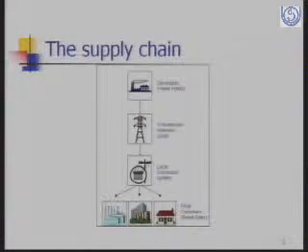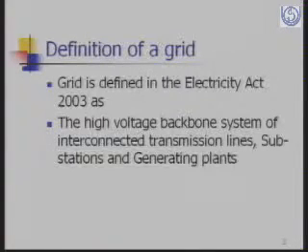So as we know, the supply chain consists of the generation, the transmission and the local distribution system. Grid management generally refers to the transmission portion of the chain, that is between the generation and the distribution. Grid is defined in the Electricity Act 2003 as the high voltage backbone system of interconnected transmission lines, substations and generating plants.